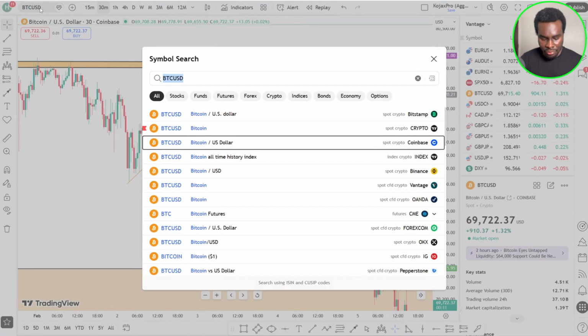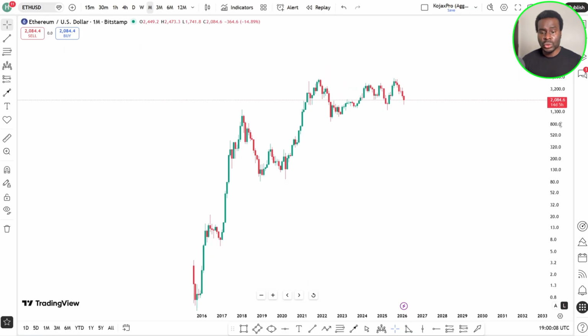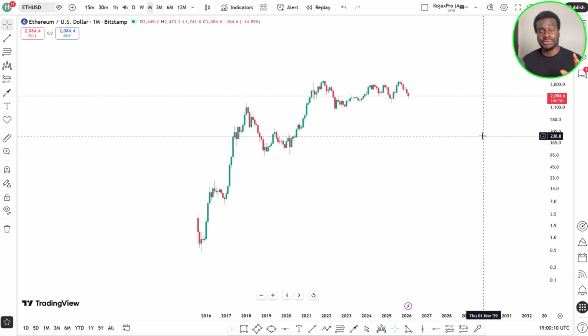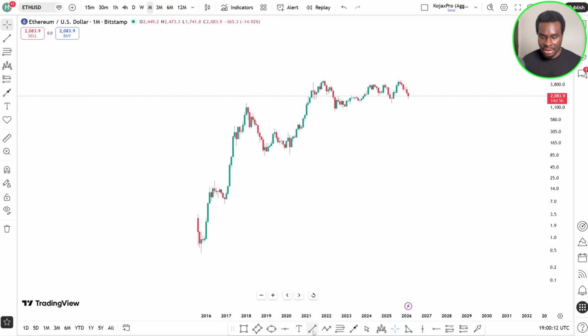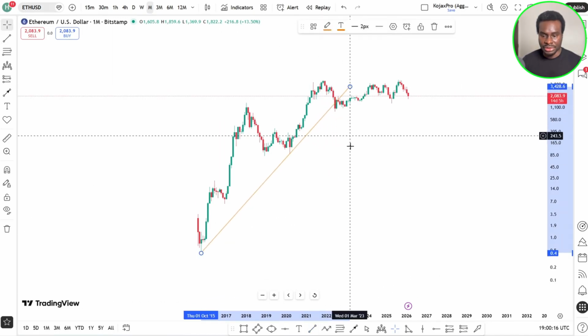Now let's get to Ethereum. So this is Ethereum. The first thing you do on the monthly time frame is to see exactly where the trend is going. So on the monthly time frame, we can see that we had a trend line right about here. So this market was going to the upside right about here.